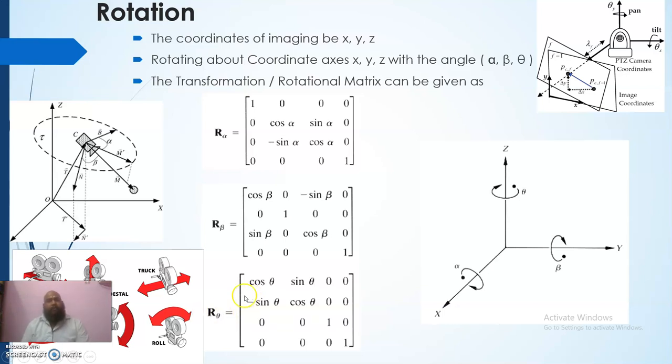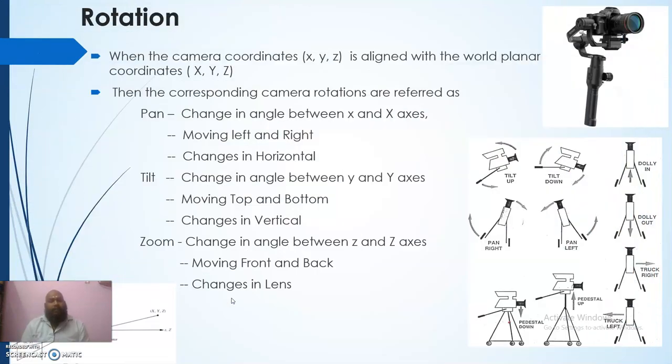If you want to talk about the rotational movement of the camera, some standard names have been provided: pan, tilt, and zoom. Pan is a change in angle about the x axis, moving left and right, which is a rotational movement. Tilt is a change in angle about the y axis, moving top and bottom, which is an angular movement. Zoom is a change in front and back.